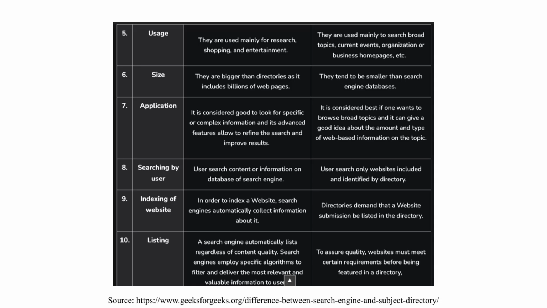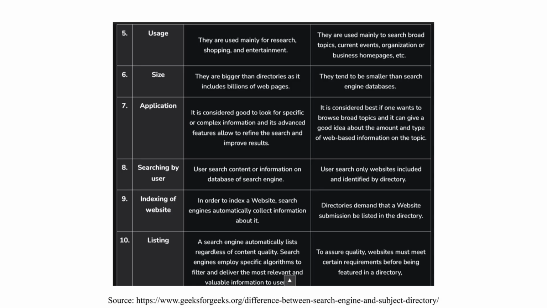Search engines are used mainly for research, shopping or entertainment, whereas subject directories are mainly used to search broad topics, current events, organization or business home pages, etc. Next, in terms of size, search engines are bigger than directories as they include billions of web pages, whereas subject directories tend to be smaller than search engine databases.